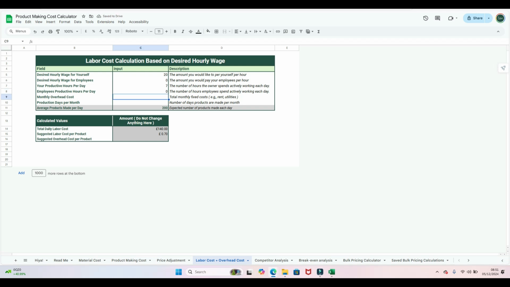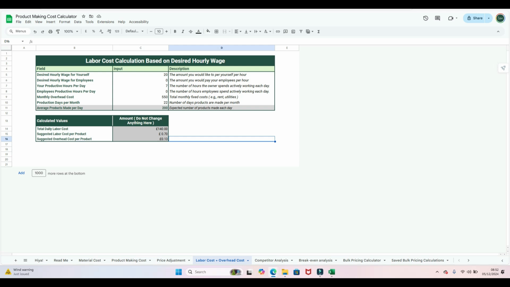Monthly overhead cost. This is how much it costs to run your business in total. Let's say at the end of the month, you normally pay £550 so your business stays afloat. And this will include your utility bills, your rent, etc. Production days per month. Again, if you want to find a number for yourself, you can use your 9 to 5 as an example. If you work, for instance, 22 days a month and you still want to keep that, then you can use that as an example. This is totally up to you how many days you want to work per month. And then the calculator will help you understand your labor cost per product and your overhead cost per product.